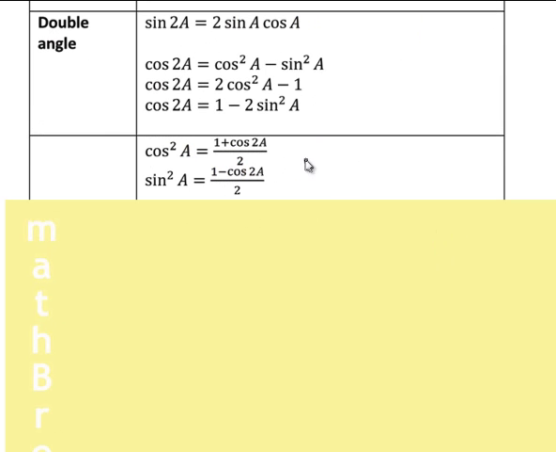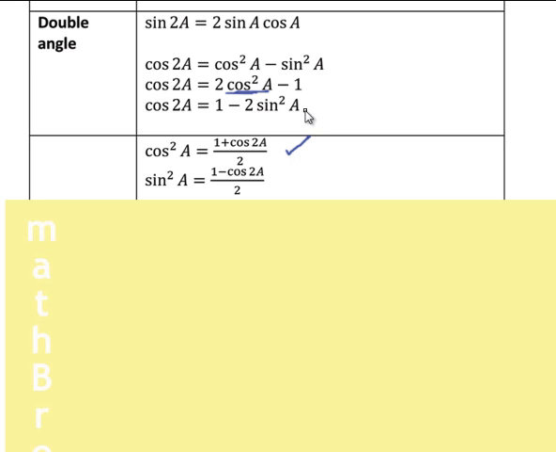And finally, let's look at the two identities for cos squared and sine squared. Well, they come from these two. Starting with cos squared, if we look at this identity and solve for cos squared, that is, add 1 to both sides, so we'd get cos 2a plus 1, that's this, and then divide by 2. So you see, that's how we get this identity.